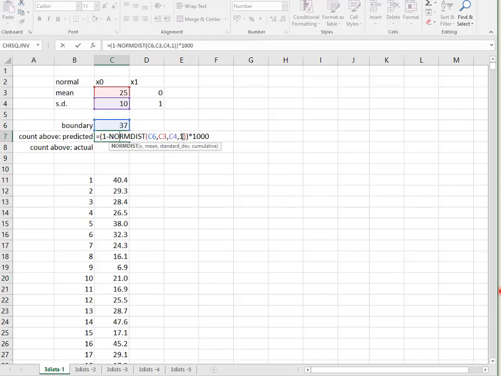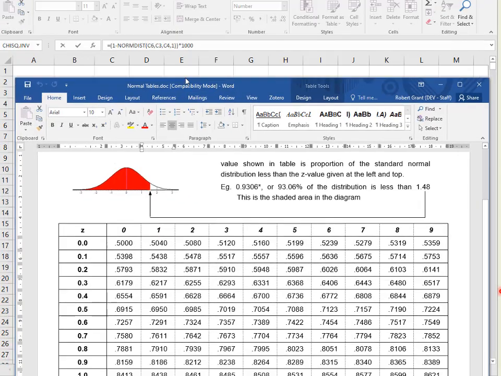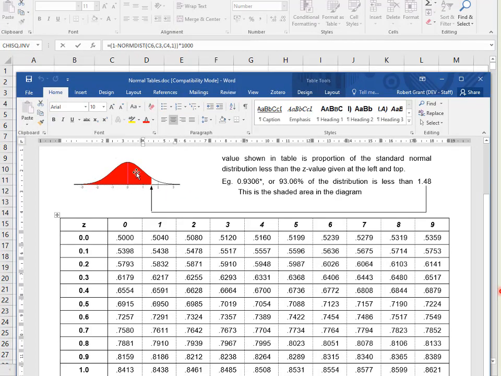The 1 means the total up to that point. It tells it it's cumulative. So it's looking up exactly as though we're looking up in the normal tables. So what we're doing is looking up the number here, giving you this percentage.